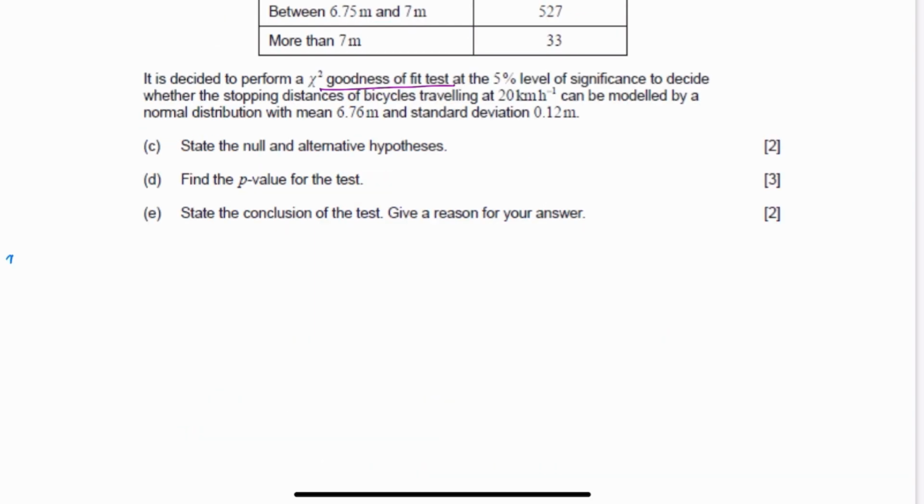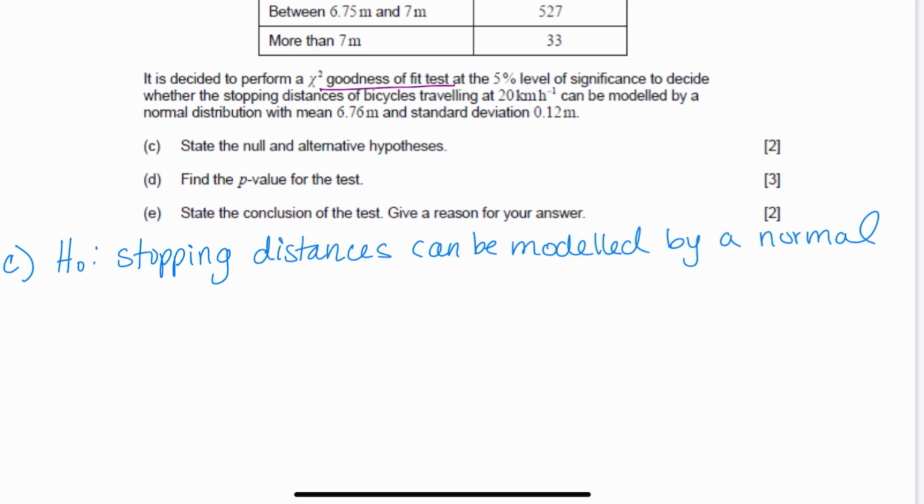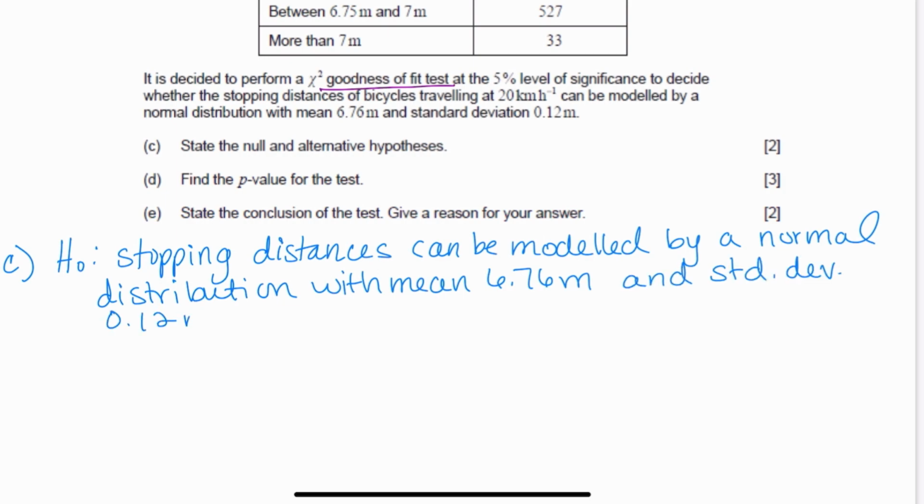Okay, so I'm going to go ahead and write them down here. The null hypothesis in this case is going to be that stopping distances can be modeled by a normal distribution with mean 6.76 meters and standard deviation of 0.12 meters. And I know you're probably thinking, do I really have to write all of that? And the answer is yes. If you were to look at the mark scheme, they would tell you that you needed to make reference to the mean and standard deviation.